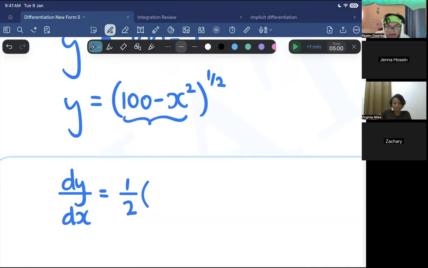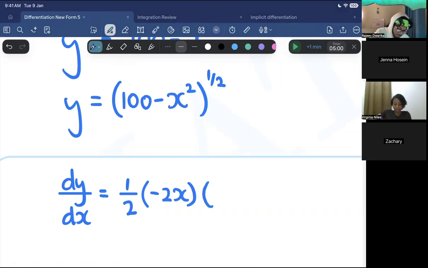Let me see if Zachary knows. Zachary, differentiate the inside. It was correct, Virginia, I just want to see if Zachary knows it. Yes, exactly, it would be minus 2x because 100, you just take that out. We learned this lesson, right? If you differentiate a constant, it's just zero. So we're gonna get minus 2x.